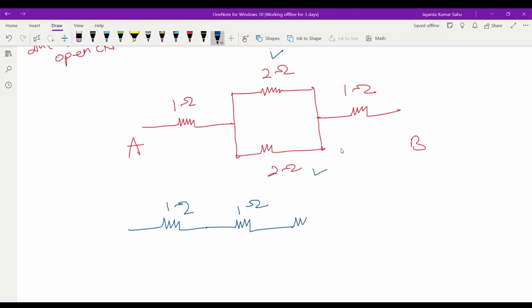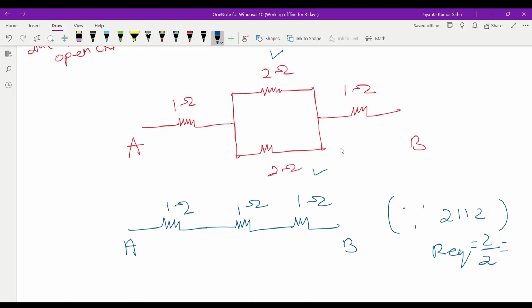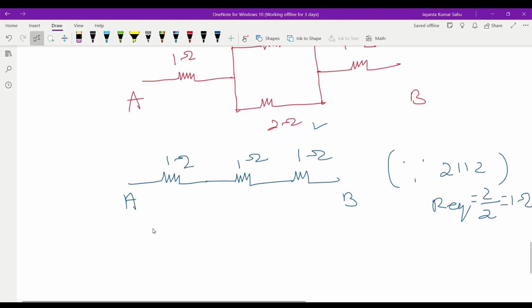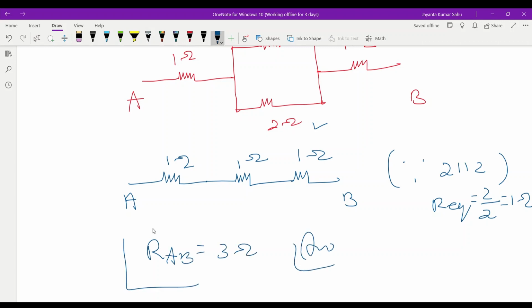Here also 1. Here we can write this is terminal A, this is terminal B. Here we write 2 parallel 2. Then R equivalent is equal to resistance value divided by number of resistors, that is equal to 1 ohm. Finally, what do we get? All are connected in series. RAB equals 3 ohm. This is my answer. In this way, we can solve this problem.